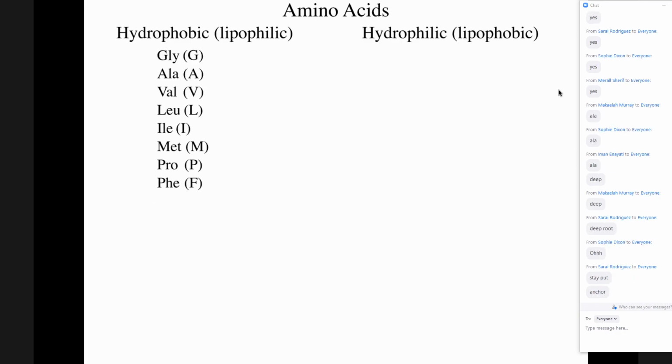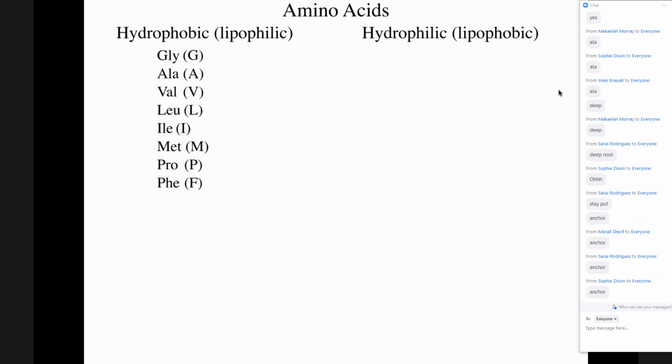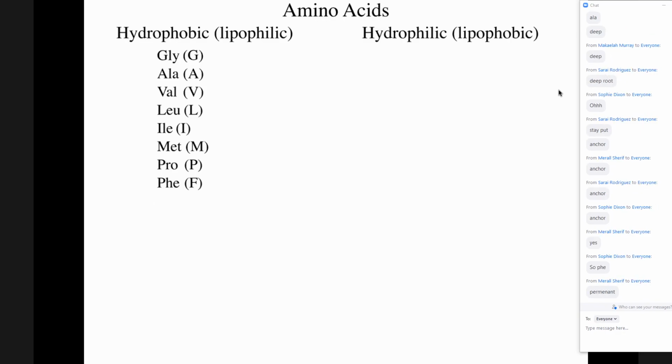Tell me about a channel protein. Are they migratory? Do they go in, they form, and they leave? Or do you want them to anchor in and be there the whole time? Are they permanent or temporary? Permanent. Okay, so Sophie, you had that revelation. Tell me what revelation you had. You're absolutely right. It's phenylalanine. Why?